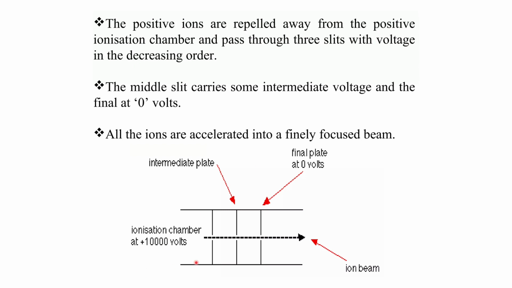The positive ions are repelled away from the positive ionization chamber, and they pass through three slits with voltage in decreasing order. It starts with 10,000 volts and the voltage keeps decreasing, and at the third slit the voltage is 0 volts. The middle slit carries some intermediate voltage. So all the ions are accelerated into a finely focused beam of ions.